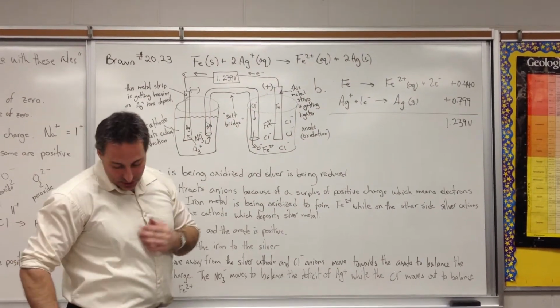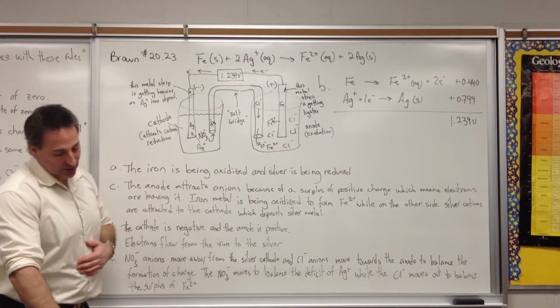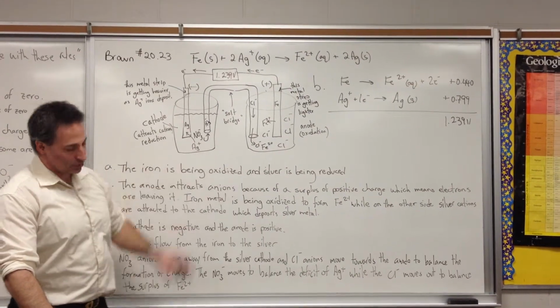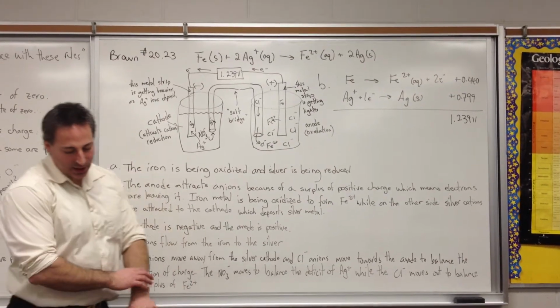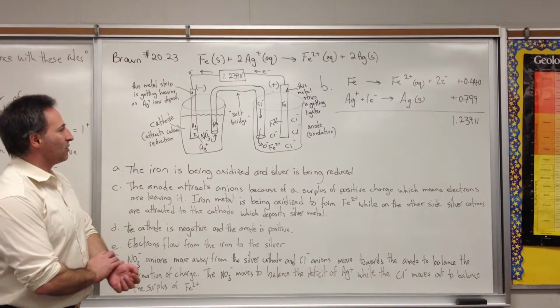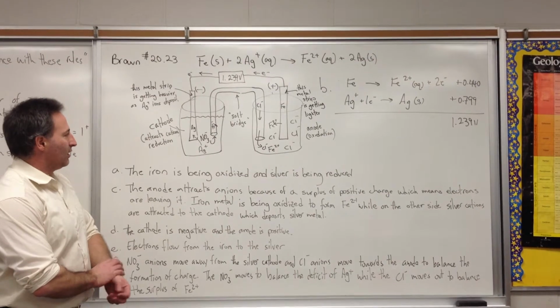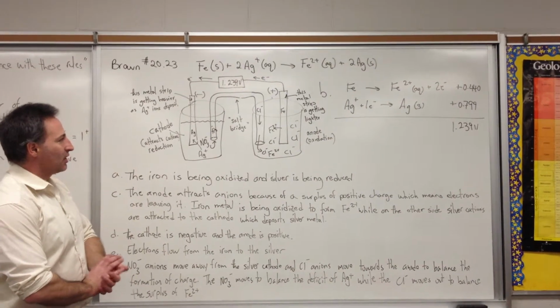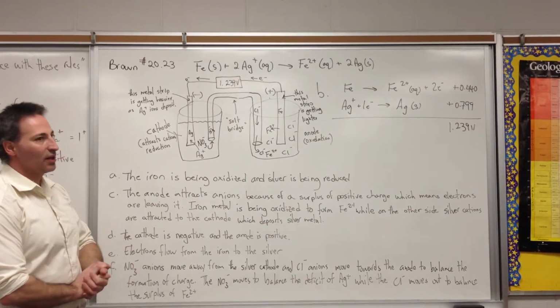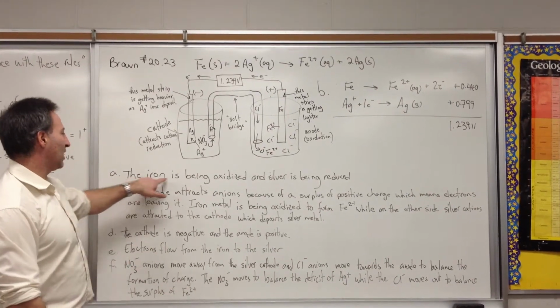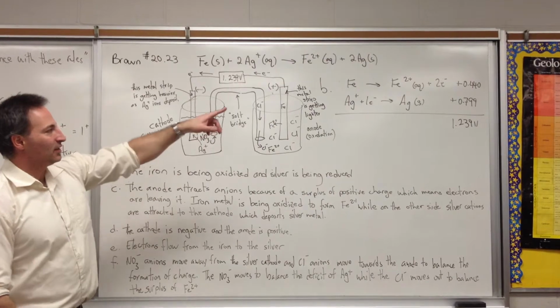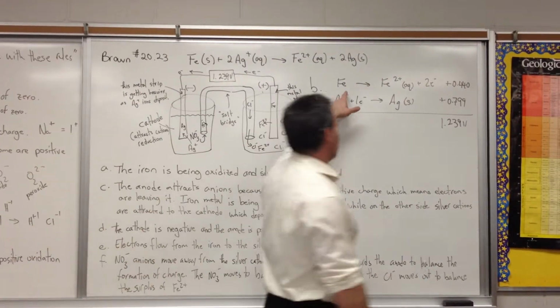And they're asking us to show what the voltaic cell looks like. So we drew the voltaic cell, and then asked a number of questions. The first question is, what is being oxidized, what is being reduced? So to find out what's being oxidized and what's being reduced, I wrote the half reactions. In a sense, before I could answer this question A, I wrote the half reactions.